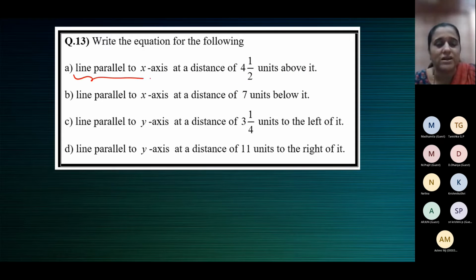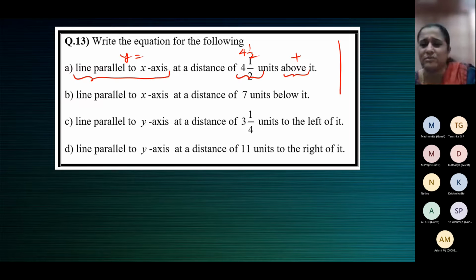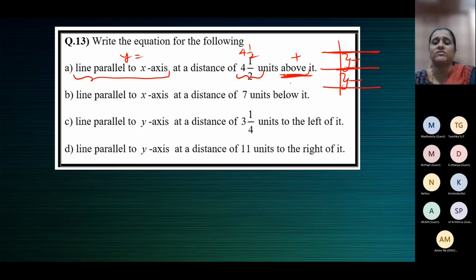Let me write it. Parallel to x-axis means y is equal to 4.5, and above, so positive 4.5. You can just take the help of the graph like this. It's a line parallel to the x-axis, so the line can be here or here. It can be above or below. If it's above, it's positive. If it's below, it's negative. It's above, so it's positive 4.5. Y is equal to 4.5.